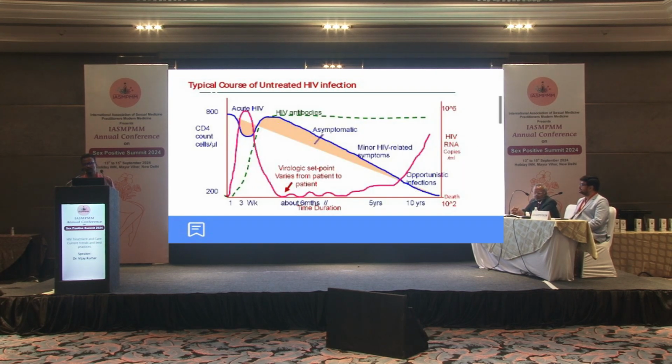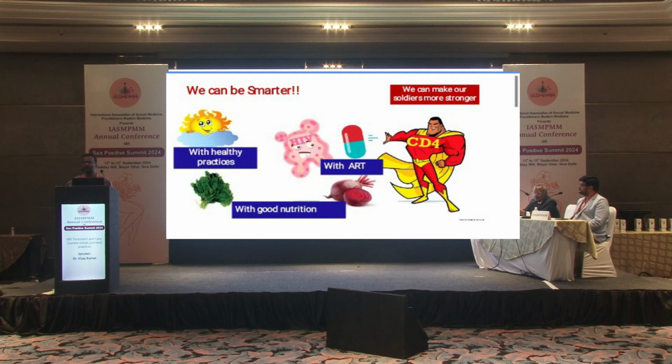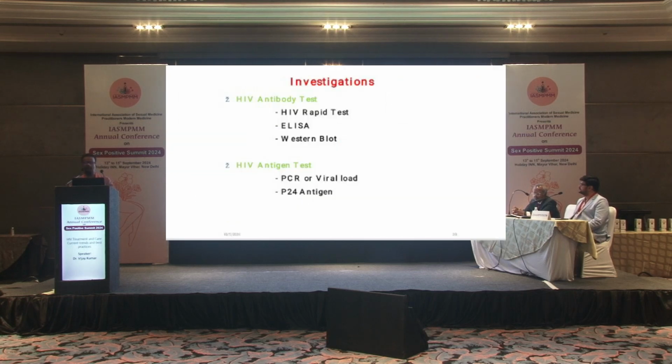Then this is how the number of antibodies and the number of virus replicates change. We can see this flow chart. We can also be smarter while the virus is smart. With healthy practices, good nutrition, and timely, appropriate ART, we can make our soldiers stronger. From the available investigations, such as the HIV rapid test, ELISA, Western blot, antigen test, PCR or viral load, and P24 antigen, we can diagnose the infection.